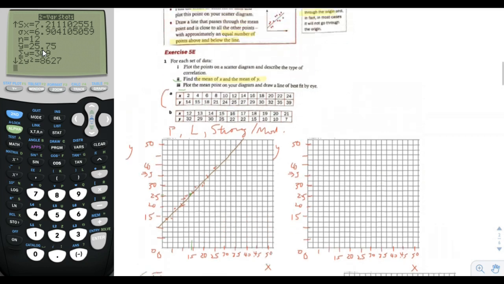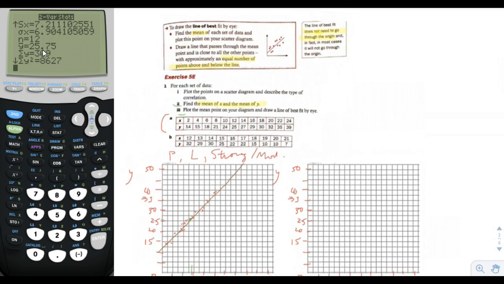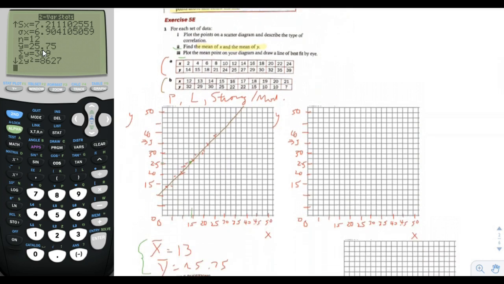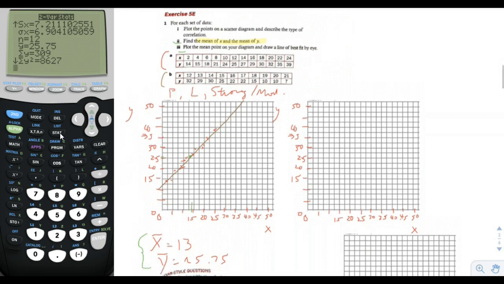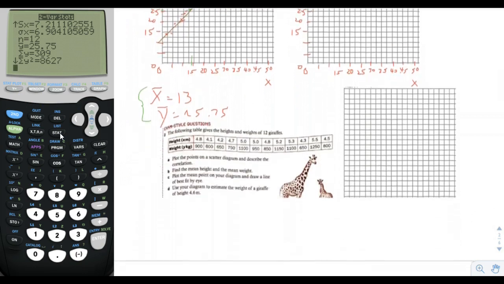Okay, so for the other one, it's the same thing. The other set of data here, you just do the same plotting, and then you put it in L1 and L2, and then you run stat calc 2 var stats to get your X bar and Y bar. Okay? All right, let's move on to the last question on this page.